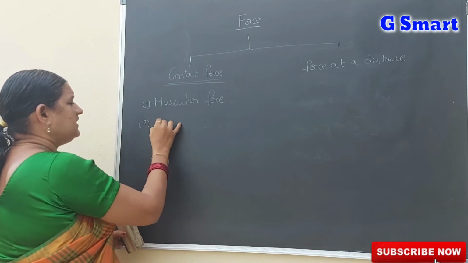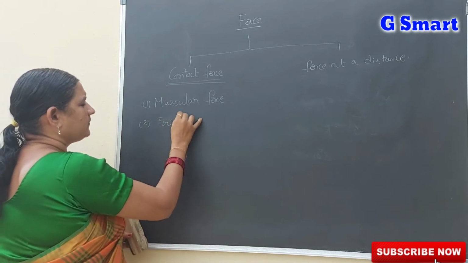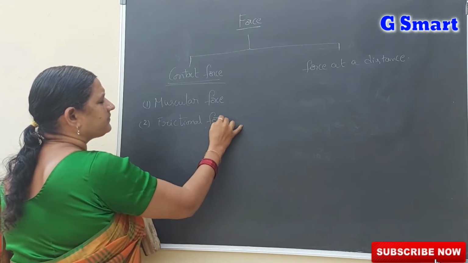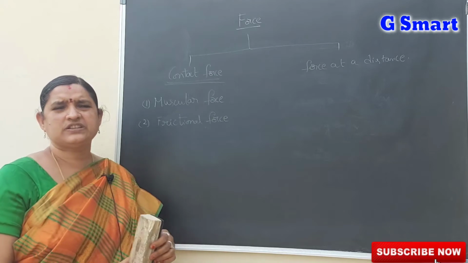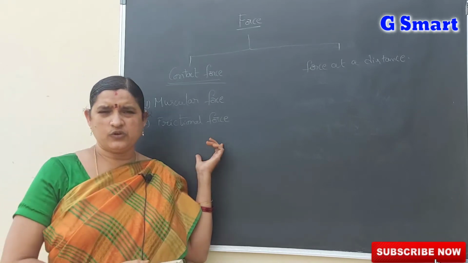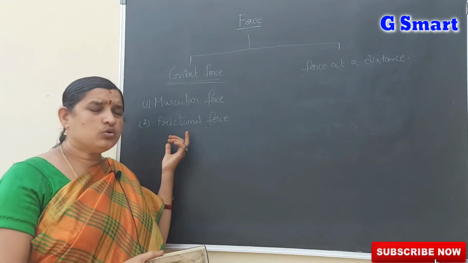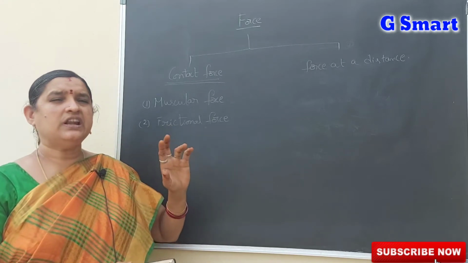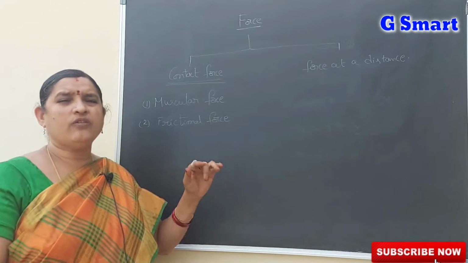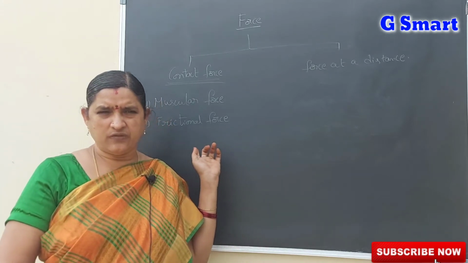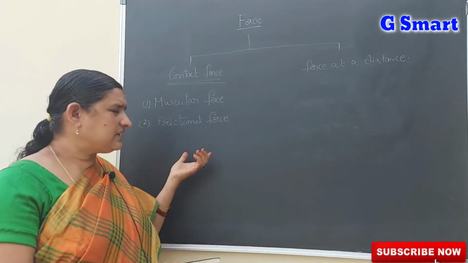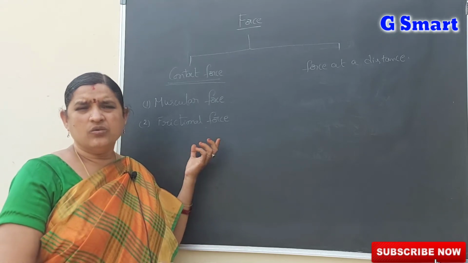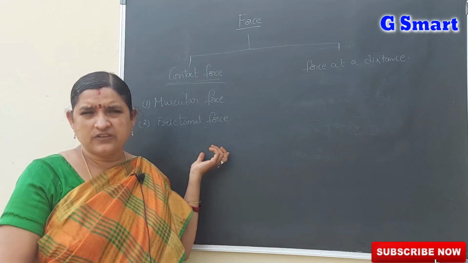The second one is frictional force. What is frictional force? When two bodies are in relative motion, the force which opposes the relative motion of one body over another body is called frictional force. That means the resistance of the body to move is called frictional force.